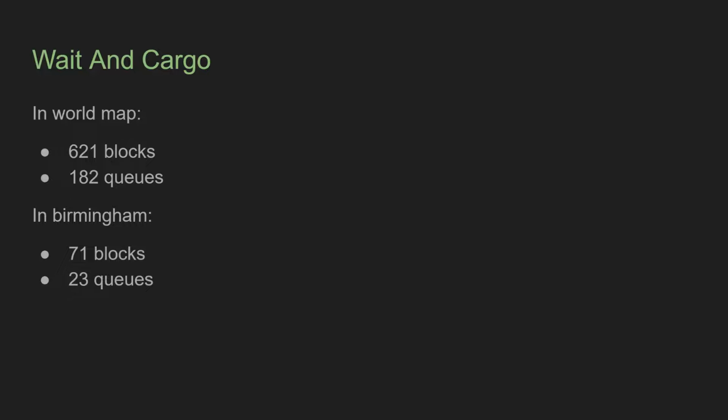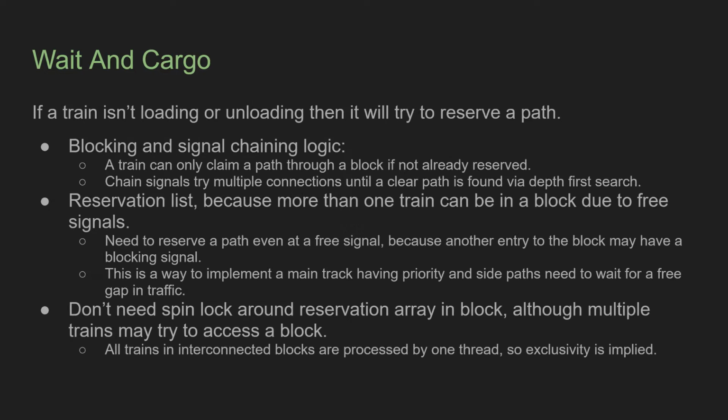In my big world map, there were a total of 621 blocks that were then separated into 182 queues. In my smaller example of the level of Birmingham, that consists of 71 blocks that were split into 23 queues. Great, so that describes how blocks are grouped into shared queues, but how do we actually process the trains that are waiting in a queue?